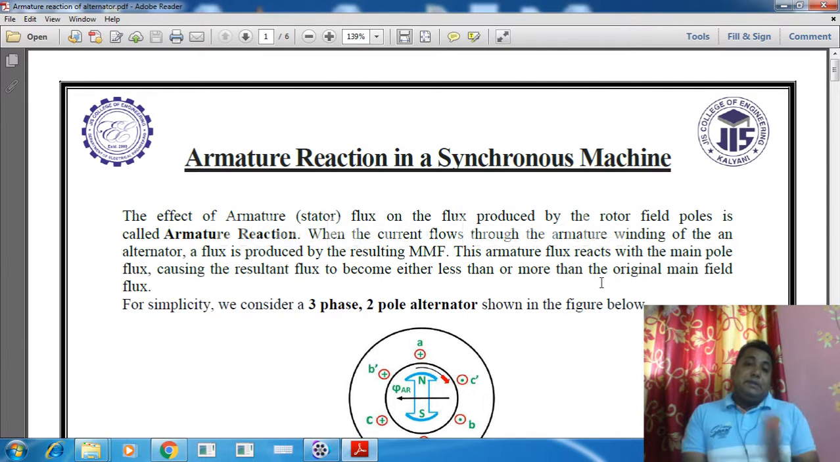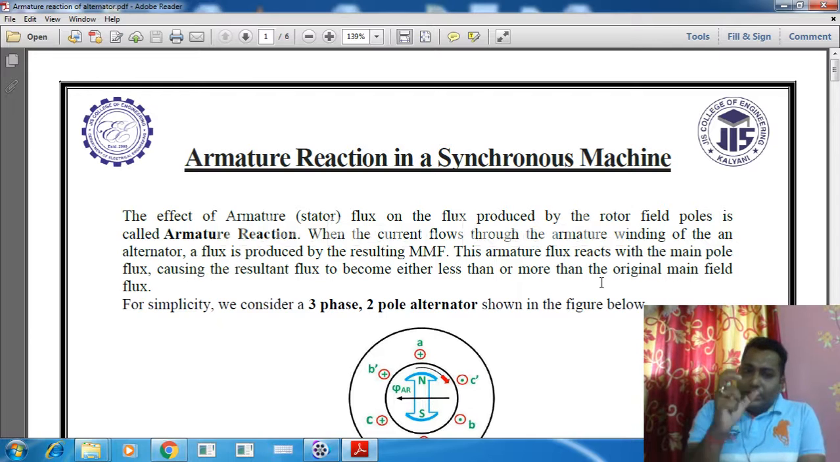But what is the difference between the alternator and the DC generator? The main difference is that in the DC machine, over the stationary part we have the field winding, and over the rotating part we have the armature winding. But in the case of the alternator, the case is reversed. On the stationary side, that is the stator, we have the armature winding, and over the rotor, the rotating part of the machine, we have the field poles. We have already discussed those things in the constructional features.